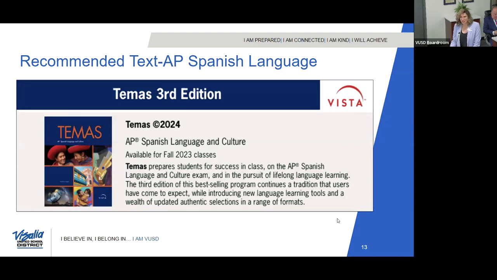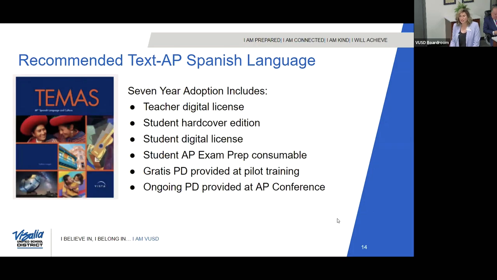So for our AP Spanish language, it's TEMAS. And with this, it is a 7-year adoption. It will include our digital licenses, student hardcover edition, student digital license, student AP exam prep consumables.